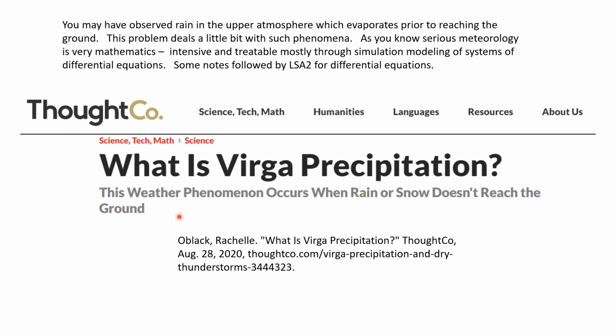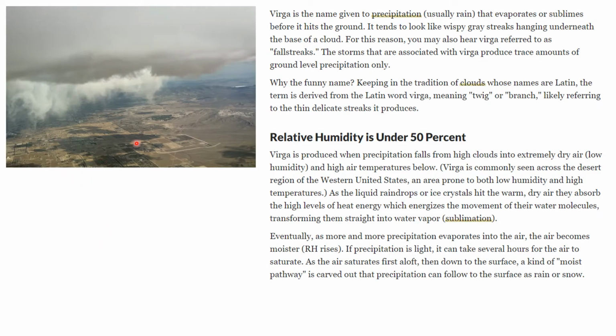This is an article where I took this stuff from. And the title of the article is, What is Virga precipitation? This weather phenomenon occurs when rain or snow doesn't reach the ground. A picture is sometimes said to be worth 1,000 words, and so here is a picture of Virga. Virga is the name given to precipitation, usually rain, that evaporates or sublimes before it hits the ground. It tends to look like wispy gray streaks hanging underneath the base of a cloud.